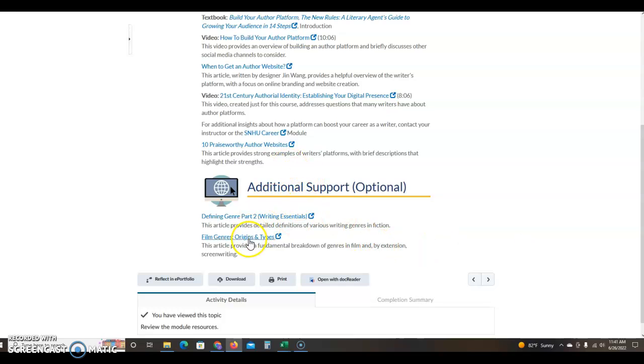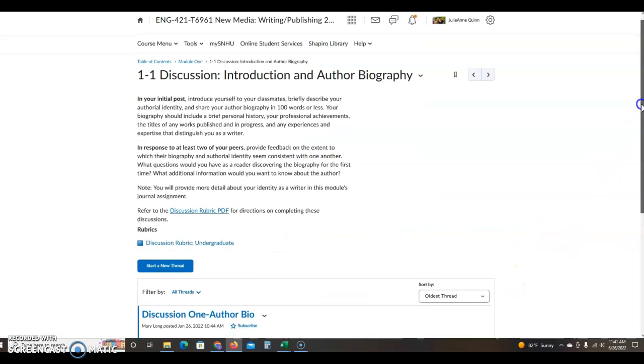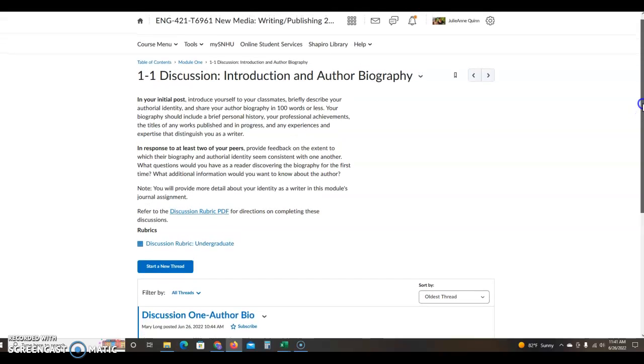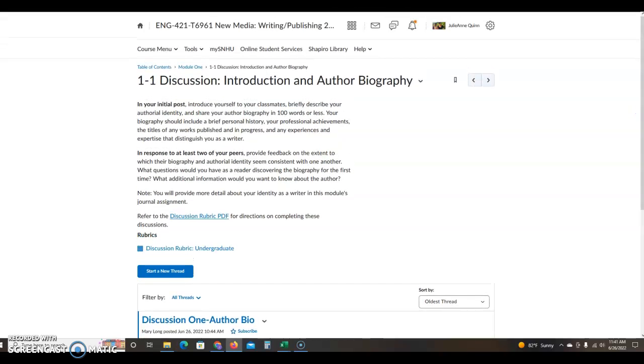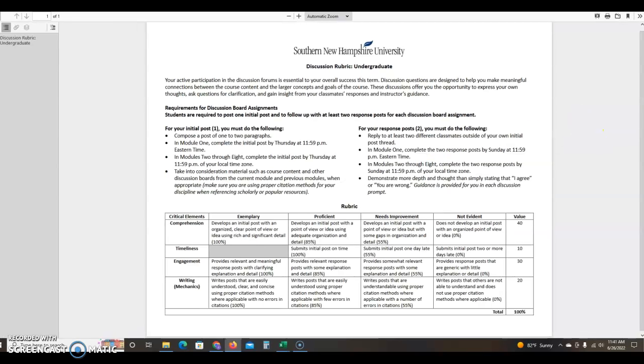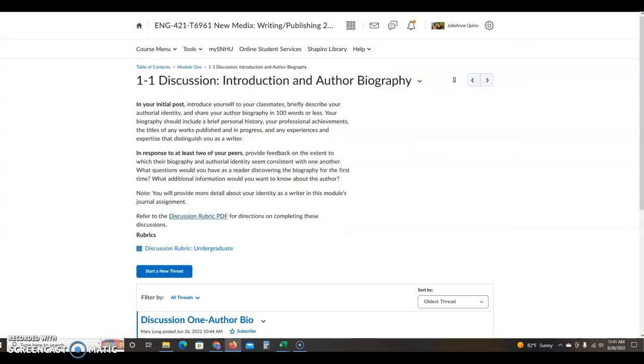So additional support. You're not required to look at these texts, but it's something to consider, especially if you feel like you're not ready to create that author bio. So the discussion, introduction and author biography in your initial post. Remember, posts are due a little bit earlier in the week, and your responses are due by Sunday. So if we take a look at that discussion rubric, let's just double check timeliness. Your initial posts are Thursday. You respond to 2 of your classmates, and that's something that you've done before.